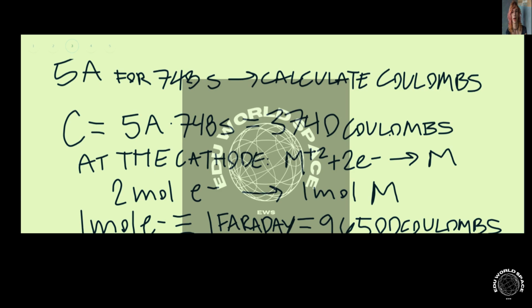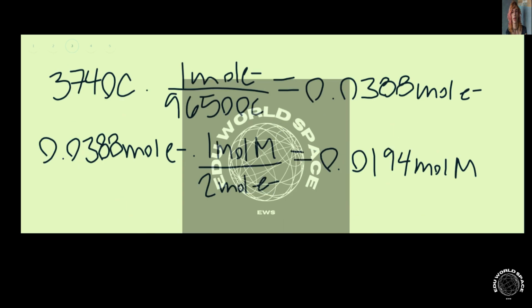So 1 mole of electrons is equivalent to a Faraday, is the same thing as 96,500 coulombs. So we know how many coulombs we have, so we can figure out how many moles of electrons that gives us. So we have 3,740 coulombs, and we know that for every mole of electrons, we have 96,500 coulombs. So dividing those 2 numbers gives us 0.0388 moles of electrons. So we know how many moles of electrons we have, but how many moles of metal do we have? So we consume 2 moles of electrons for every 1 mole of metal that we form. So we take that number and we divide it by 2, and we end up with 0.0194 moles of our metal.